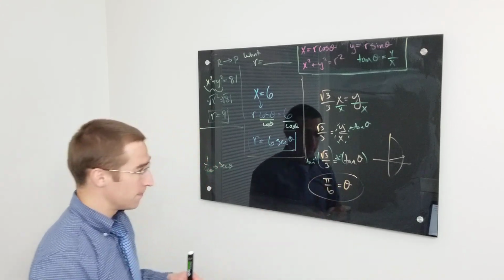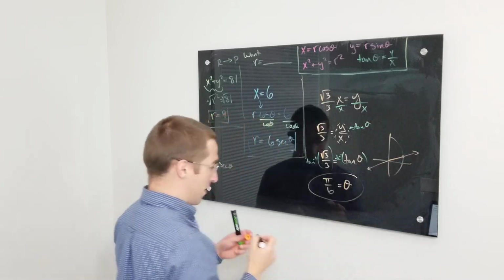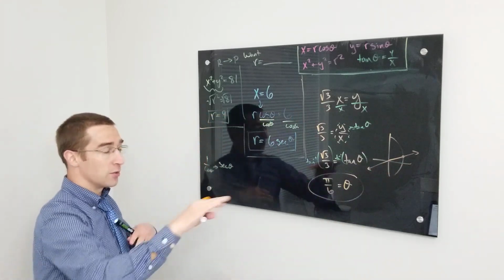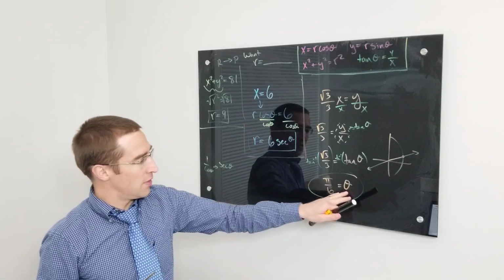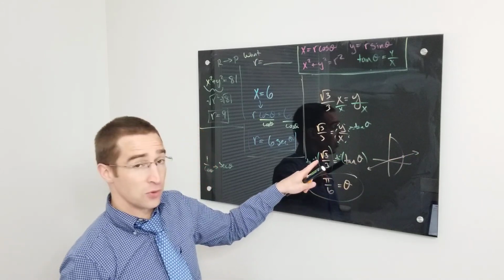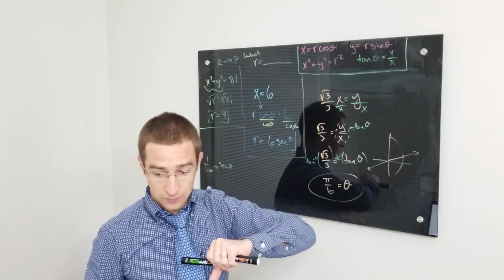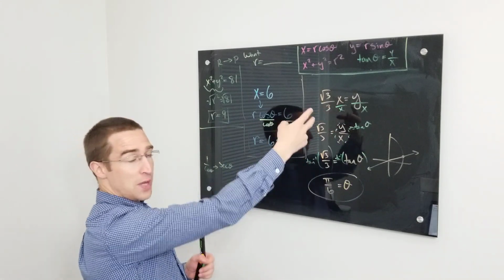That's the equation. So it's this line that goes that way, because r could be positive or negative. We don't have any information on r here. So theta equals pi over 6 is just this line with a slope of root 3 over 3 going through the origin. Cool.